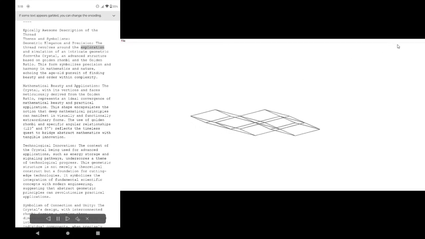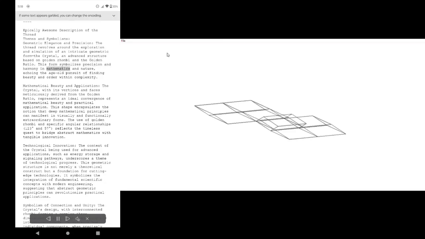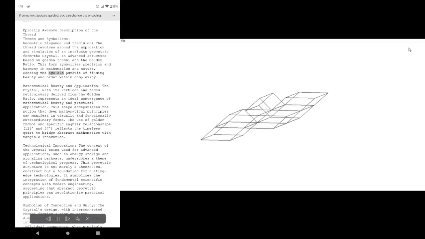Epically awesome description of the thread. Themes and symbolisms. Geometric elegance and precision. The thread revolves around the exploration and simulation of an intricate geometric form, the crystal, an advanced structure based on golden rhombi and the golden ratio. This form symbolizes precision and harmony in mathematics and nature, echoing the age-old pursuit of finding beauty and order within complexity.